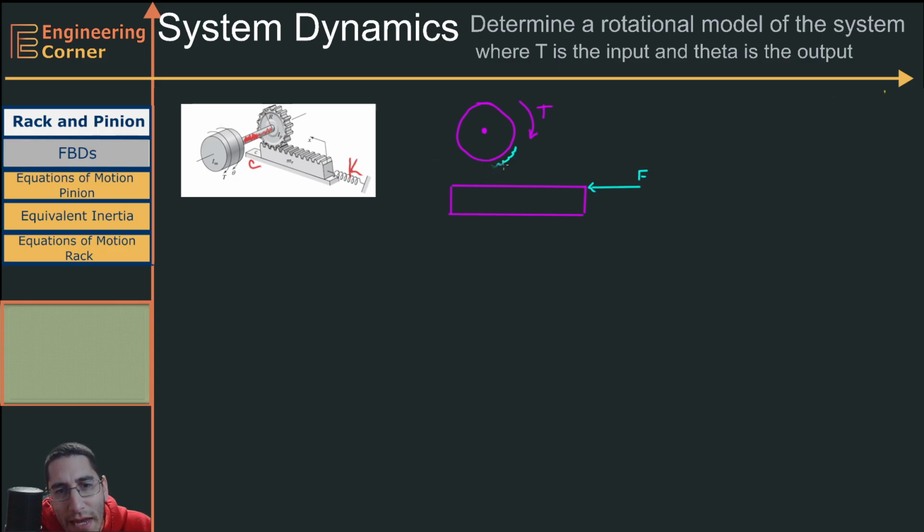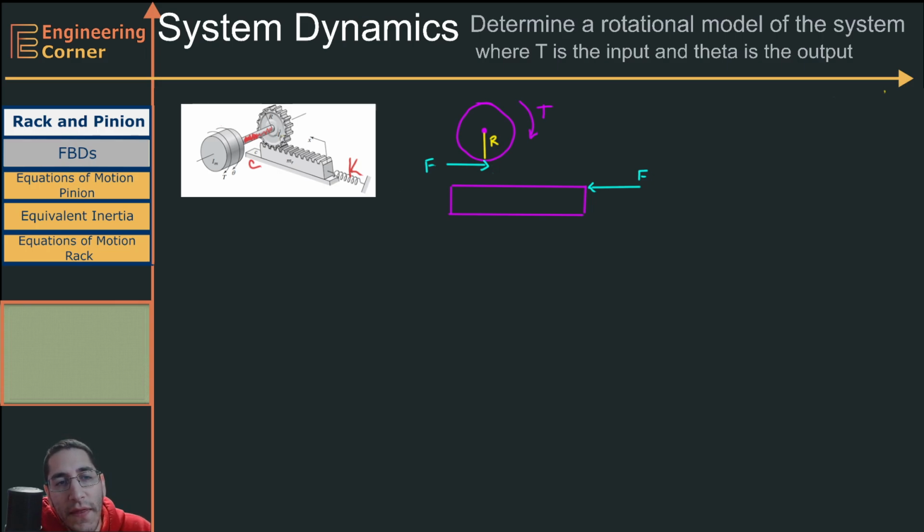There's going to be an equal and opposite force of F. That's a distance of r away from the center. So here's my force F, equal and opposite to this force, and it's going to be some distance, whatever this radius is, r from the center. So those are the forces and moments that are on my pinion.